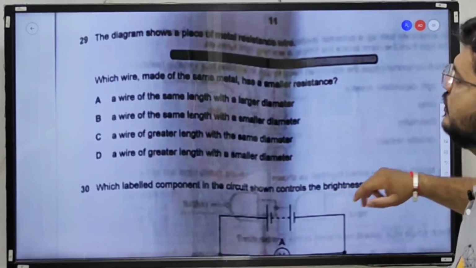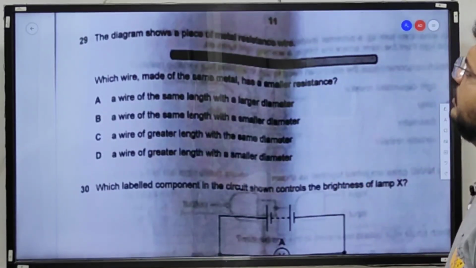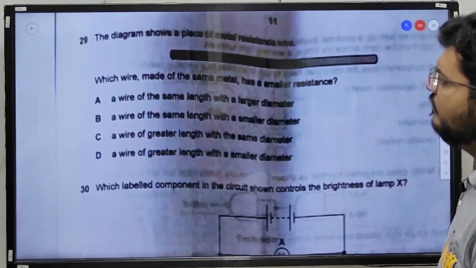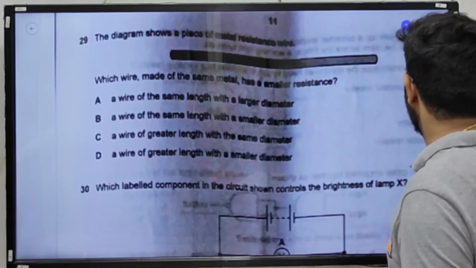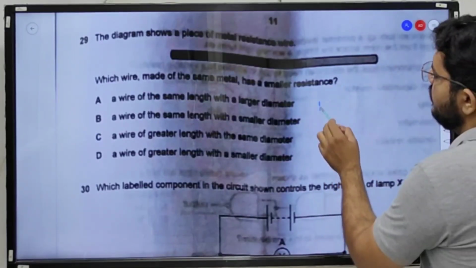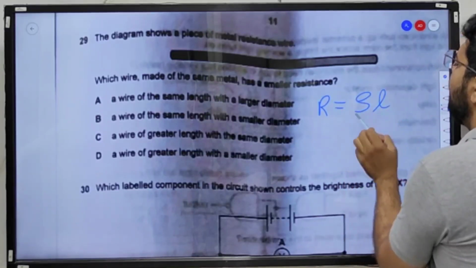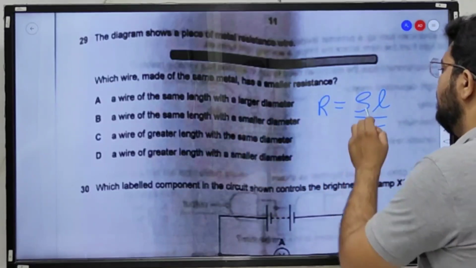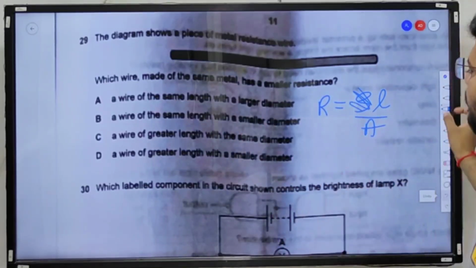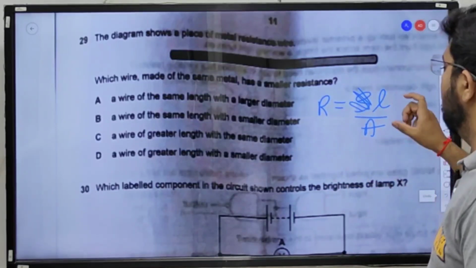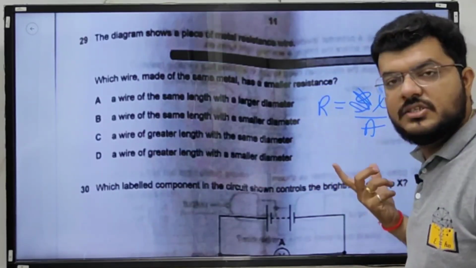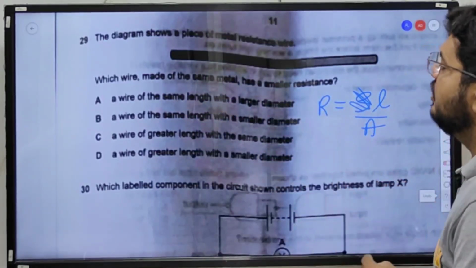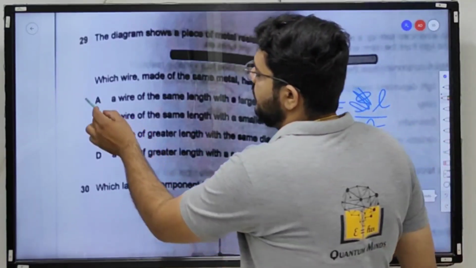Let's look at the next question. The diagram shows a piece of metal resistance wire. Which wire made of the same material has the smaller resistance? A wire of the same length and larger diameter. First of all, let's break it down: resistance is equal to rho L upon A. Rho is nothing but the resistivity. If both of the metals are the same, the resistivity is the same. So if longer length, more resistance. If larger cross-sectional area, lesser resistance. So a wire of the same length with larger diameter, larger cross-sectional area, has smaller resistance, right? So this is the correct one.